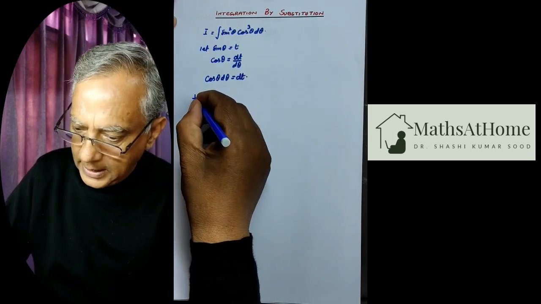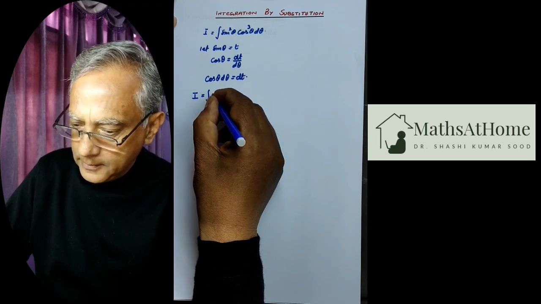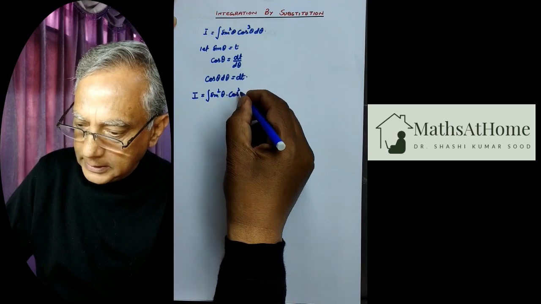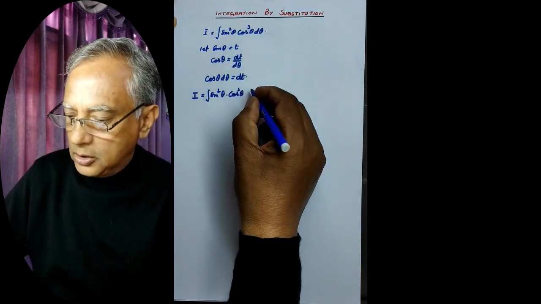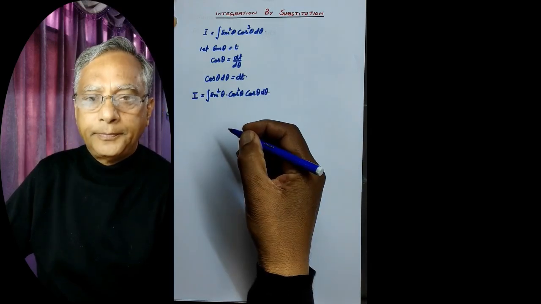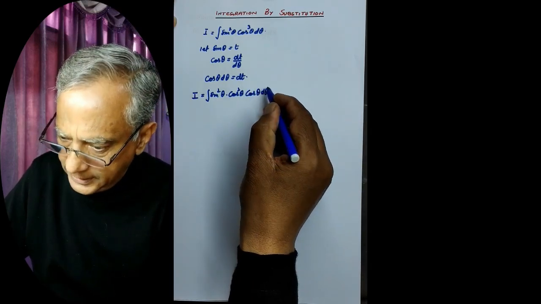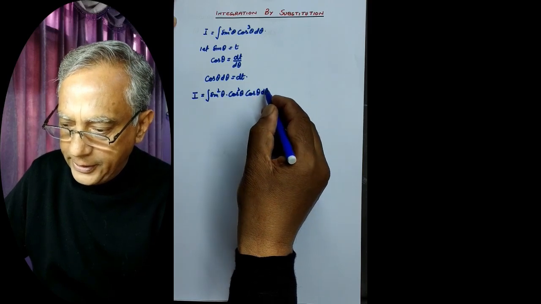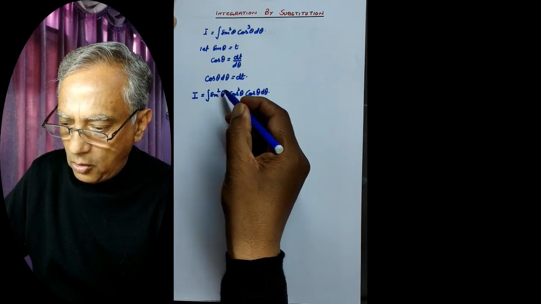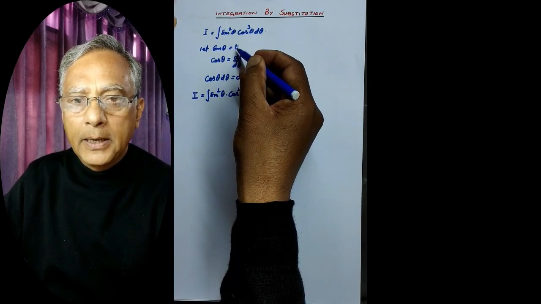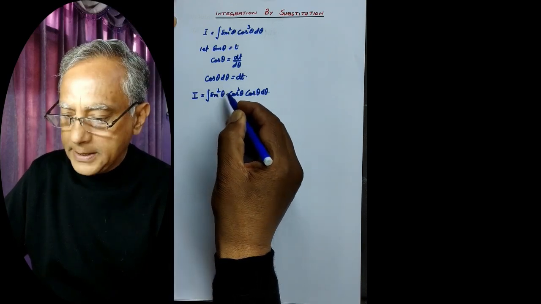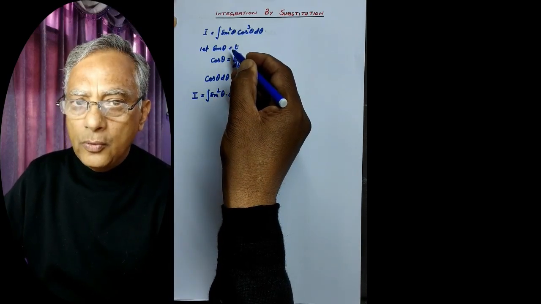So we write I equal to the integral of sine square theta into cos square theta. We separate one cos theta from this. This will be cos theta d theta. Now cos theta d theta is dt. And we must express the rest of the question also in terms of the new variable.